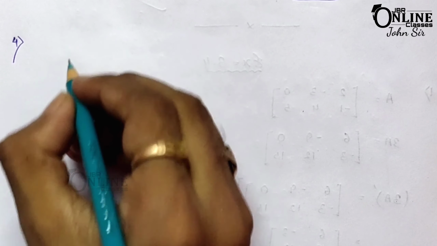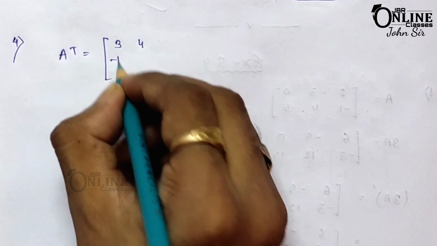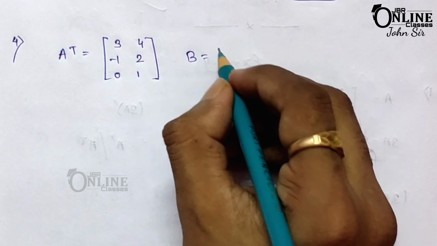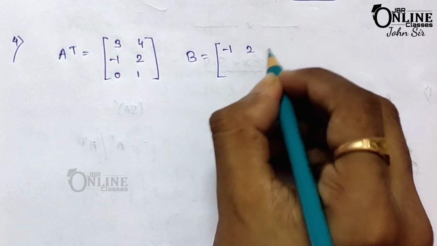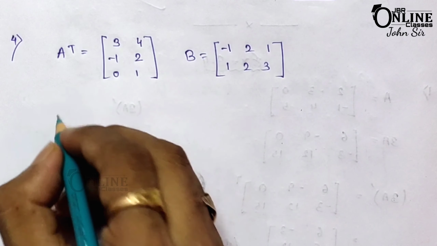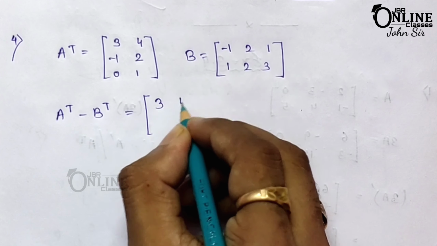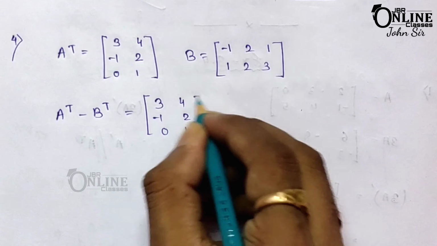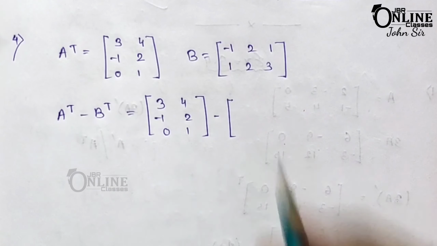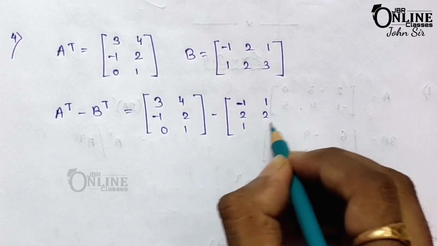Now sum number 4. In sum number 4, A transpose equal to 3 4 minus 1 2 and 0 1, that is A transpose, and B equal to minus 1 2 1, then 1 2 3, that is matrix B. Then you have to find out A transpose minus B transpose. So first write down A transpose, that is equal to, it's given, and then minus the second one, B transpose. As here B transpose means minus 1 2 1 is the first column, then 1 2 3 is the second column.